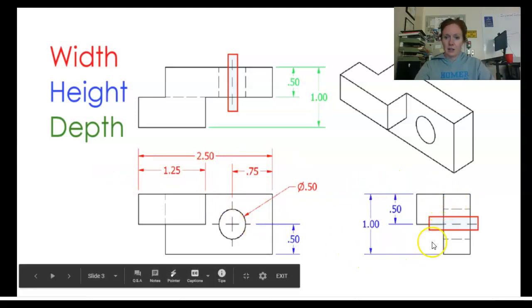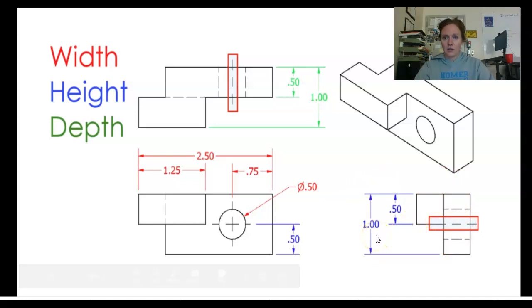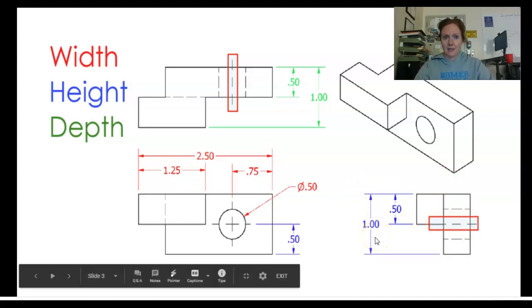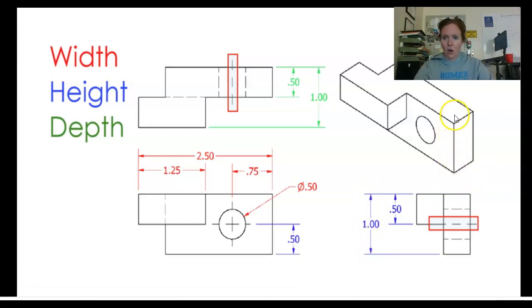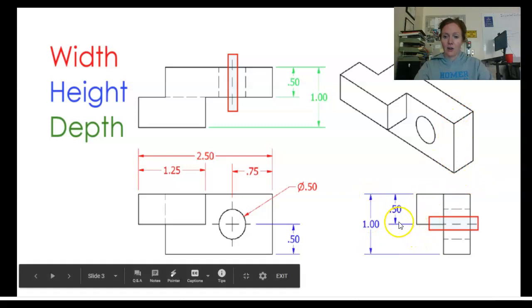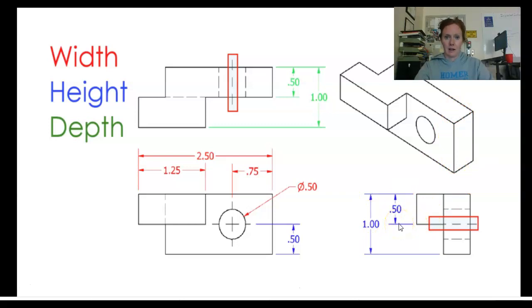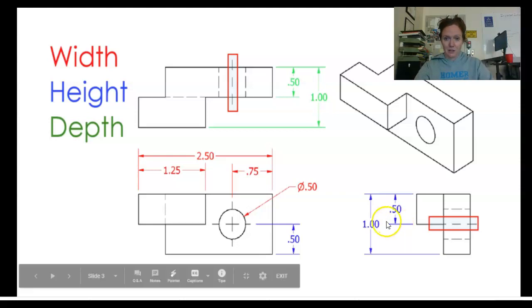And then the right side view always shows the height of the object. So these two measurements are talking about how tall the object is. And they're always placed to the left side of the right side view. So the placement is very important. And that takes us to the rules of dimensioning.